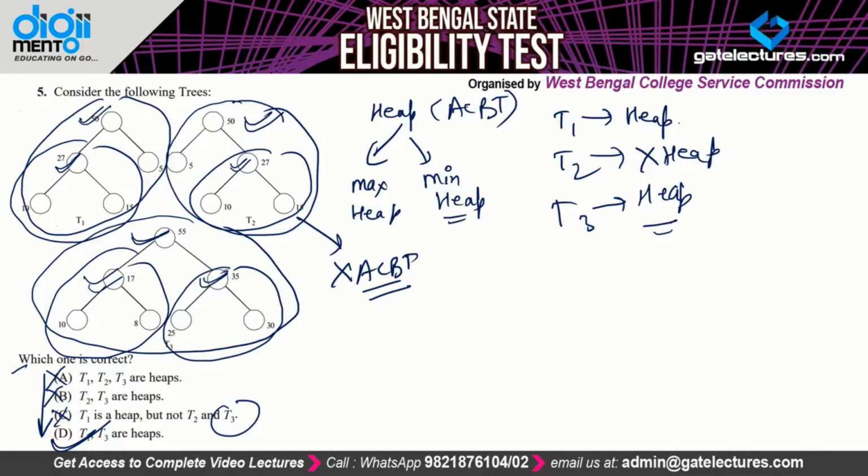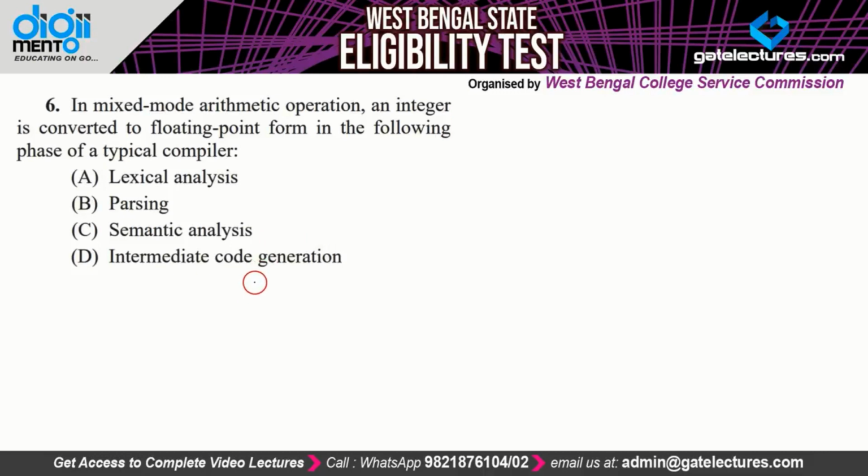I hope that you understood this one. Let us look at the next one. In mixed mode arithmetic operation, an integer is converted to floating point form in the following phases of a typical compiler. Generally, what are the phases of the compiler? First of all, we have the phase which is lexical analysis. We give a high-level language program to lexical analysis, which gives a stream of tokens. Now from this lexical analysis, we give it to the syntax analyzer.